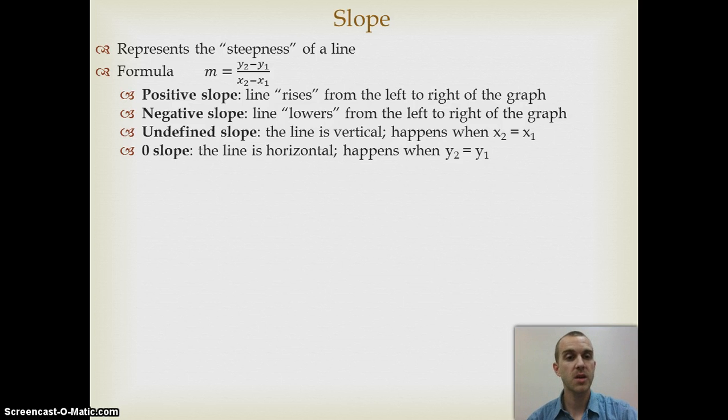And when we look at that, we can use the slope formula, where we're going to subtract our y's over subtracting our x's, and that'll give us that rise over the run. If we're positive, we know we're rising as we go to the right. If we're negative, our line is lowering as we go to the right. If it's undefined, it's vertical, and that's because our x values are identical. And if it's a zero slope, it's a horizontal line because our y values are identical.